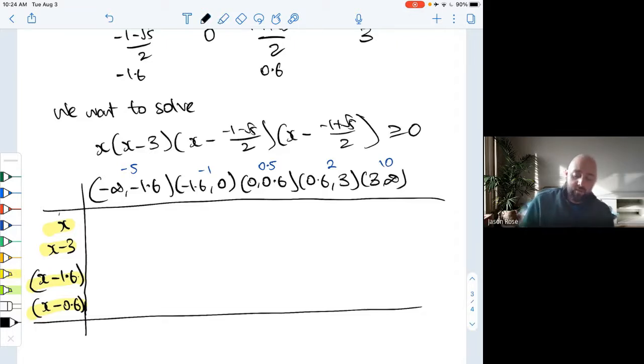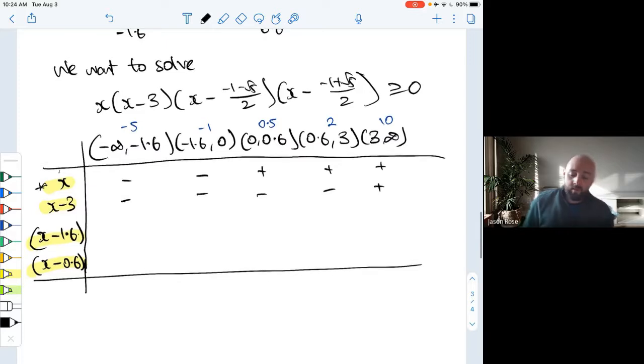Well, if I plug -5 into the first factor here, it's going to be negative. -1 is negative. And then 0.5, 2, and 10, they're all positive. If I plug it into the second term here, the x minus 3, -5 minus 3 is -8, which is negative. -1 minus 3 is negative. 0.5 minus 3 is negative. 2 minus 3 is negative, but 10 minus 3 will be positive. This is how I'm making the signs for this table. Plug in -5 into the next factor. -5 minus 1.6. Go ahead, Lewis.